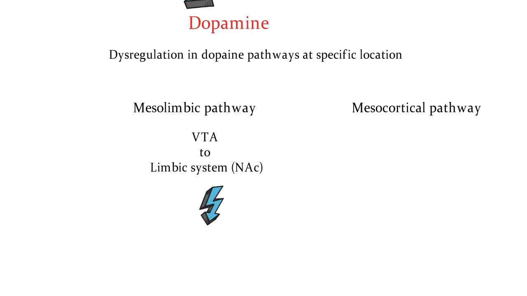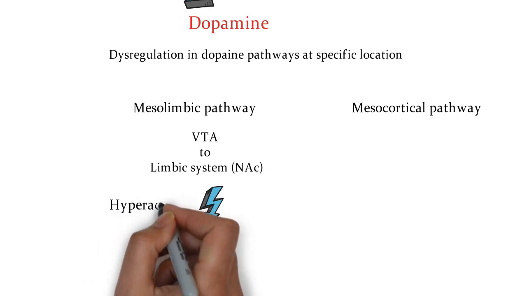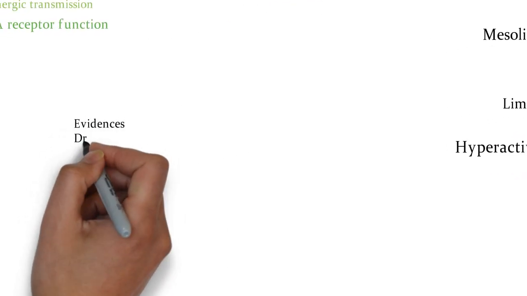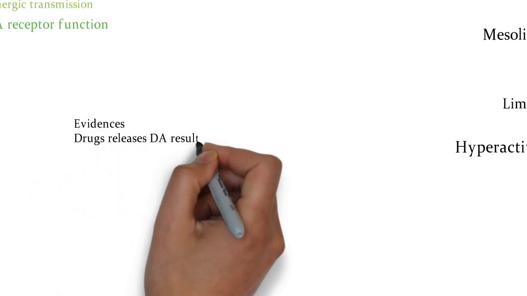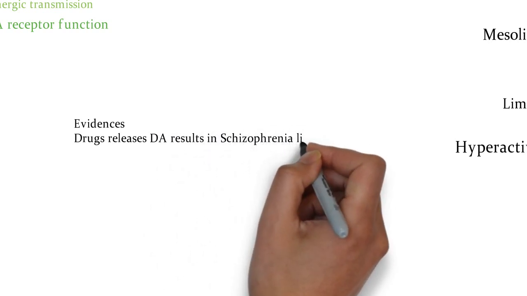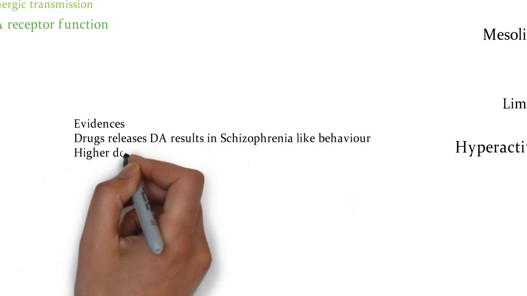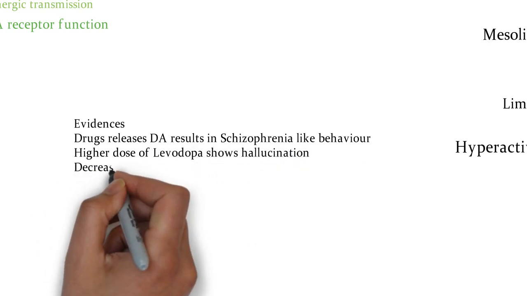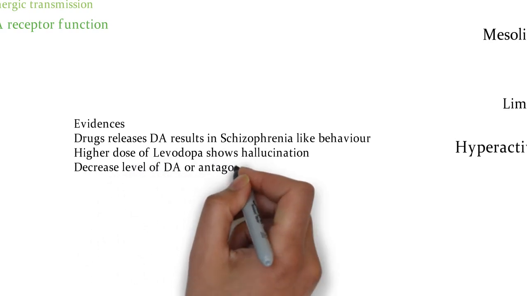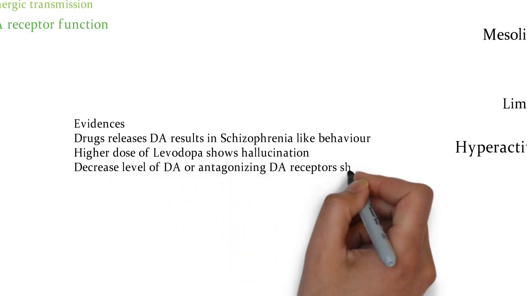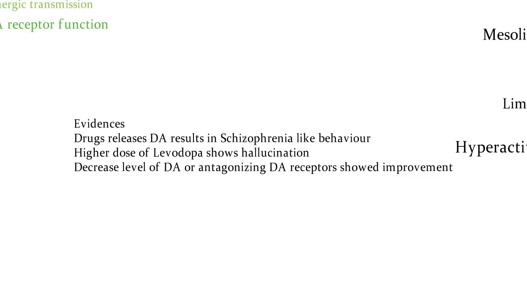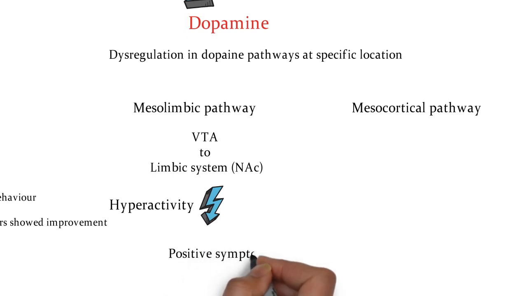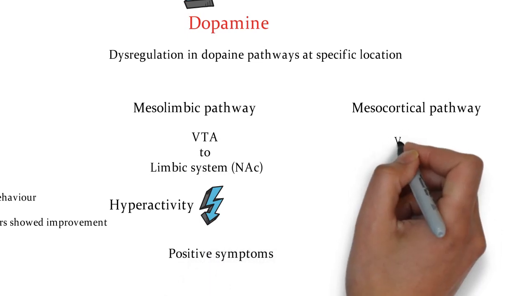If there is hyperactivity of this pathway, which is supported by various facts, such as an increase in release of dopamine via drugs like amphetamine, cocaine or bromocriptine, or an increase in dopamine synthesis by giving a higher amount of dopamine, it will lead to schizophrenia-like behavior. And if we antagonize this dopamine activity, then it will show improvement in the symptoms. So hyperactivity of the mesolimbic pathway is associated with the positive symptoms.